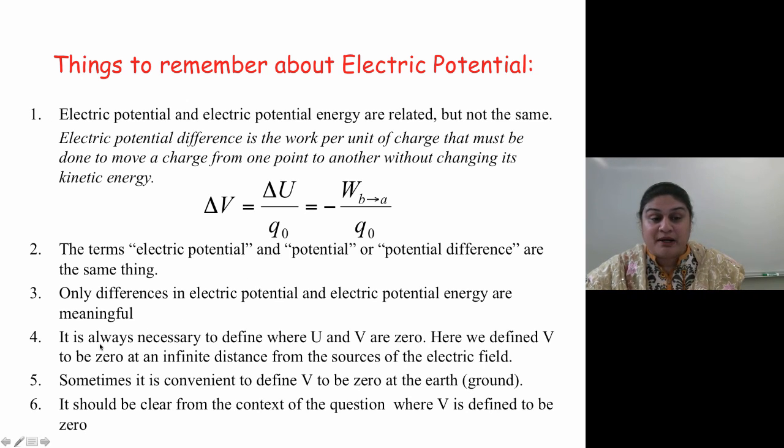Another thing to remember: it is always necessary to define where both U and V, potential energy and potential, are zero. Here we define V to be zero at infinite distance from the sources of the electric field, which is a very good idea. However, sometimes it might be convenient to define V to be zero at Earth, for example when you're grounding. So be very careful when you read these questions. It should be clear from the context where V is defined to be zero.